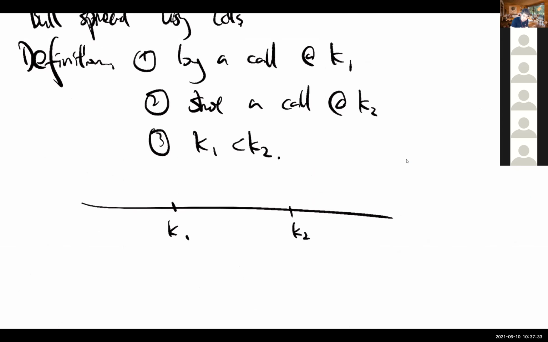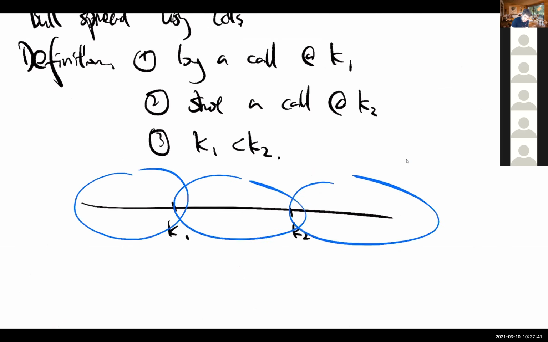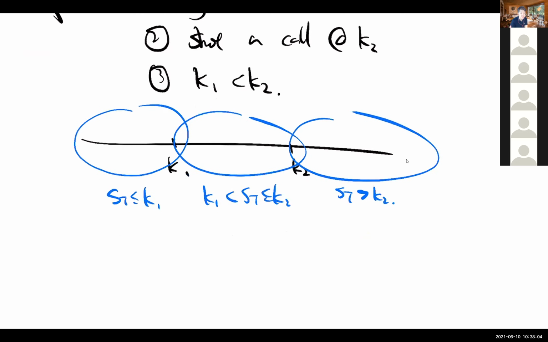Now, given we have two price points in this case, there will be three segments to talk about. Where do the three segments come from? ST less than K1, K1 less than ST less than K2, and ST greater than K2. Greater or equal doesn't really matter, right? So we have three scenarios to think about. Based on this line, I long a call at K1 and I short a call at K2. Remember, K1 is smaller than K2, so we name and index them for that reason.